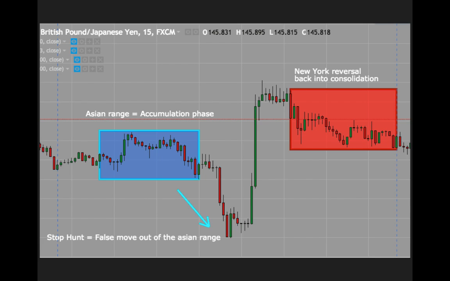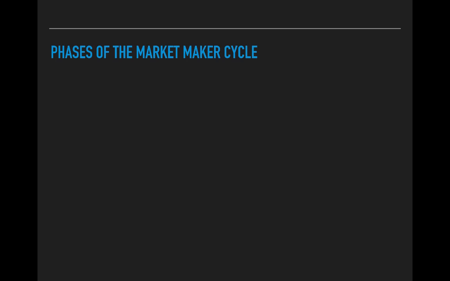Okay, so the phases of the market maker cycle, basically what I had explained earlier with the objectives, right? How do they do it through the cycle? Because the cycle is really how they accomplish their objectives. So they induce, they trap, and they shift. Okay, let me go over those quickly.